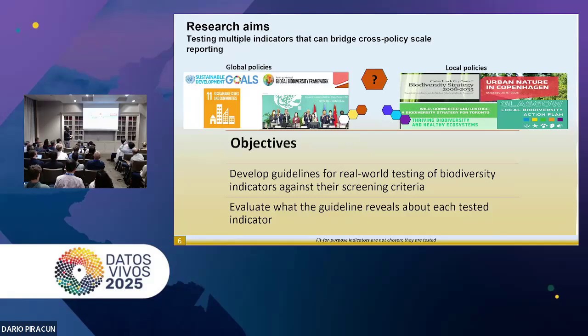So this research tests multiple indicators that can bring cross-policy scale reporting, from global to local, or from local to global. The objective of this study was to develop a guideline for real-world testing of biodiversity indicators against their screening criteria, then evaluate what the guideline reveals about each tested indicator.